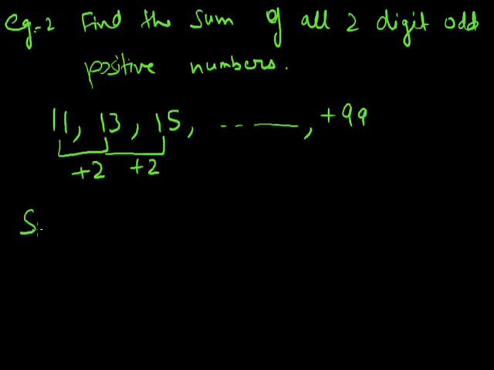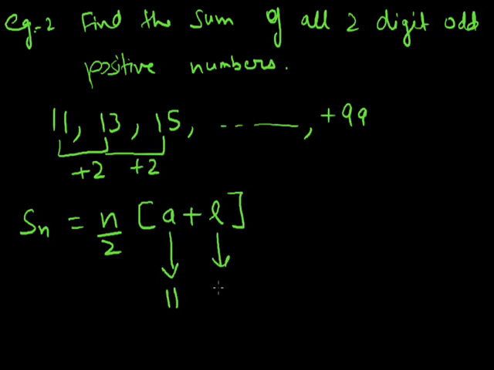So we can use the formula Sn is equal to n by 2 into a plus l. We know the value of a, which is equal to 11. We know the value of l, which is equal to 99, but we don't know the value of n. So first we have to find out the value of n. To find the value of n, we use the formula for the nth term of an AP, which is an is equal to a plus n minus 1 into d.